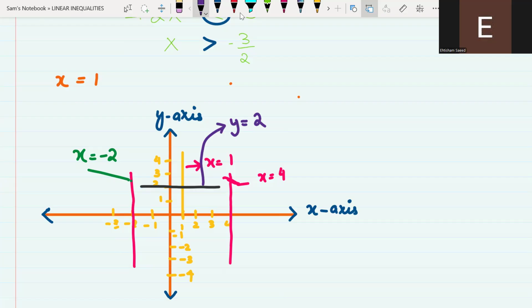Iman, is this point clear? A vertical line always has the representation x is equal to something, and horizontal lines are y is equal to something. I hope it is clear now.